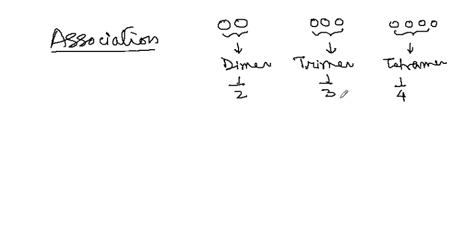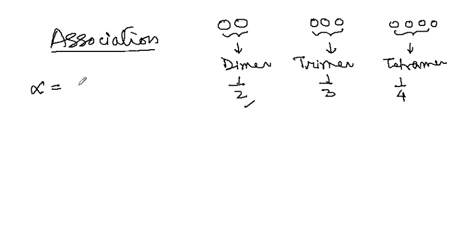But that would also depend on how many of them are associating. When we say that their concentration has become half, it means all of them have formed a dimer. Remember that this happens only on very rare occasions; in the normal case none of them will associate completely, only some of them will associate. So in that case we can consider the degree of association, just like the degree of dissociation.